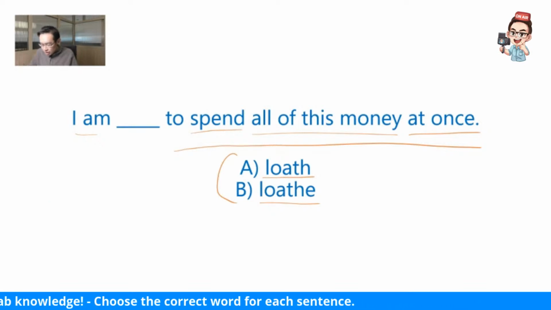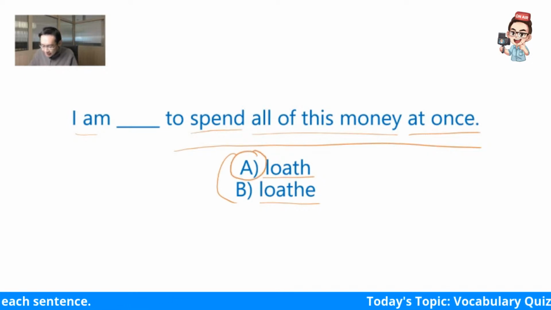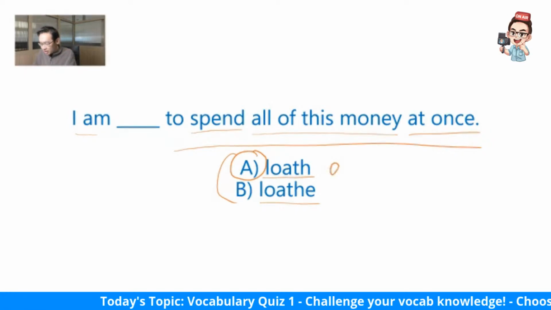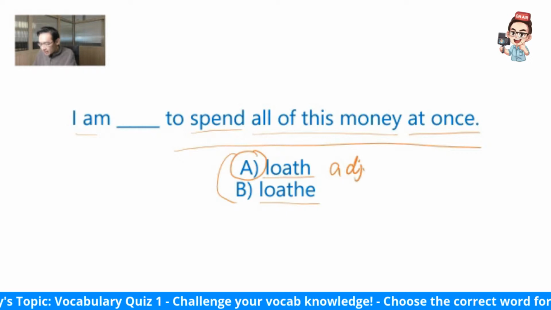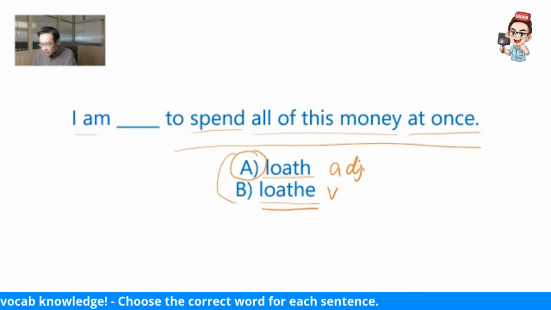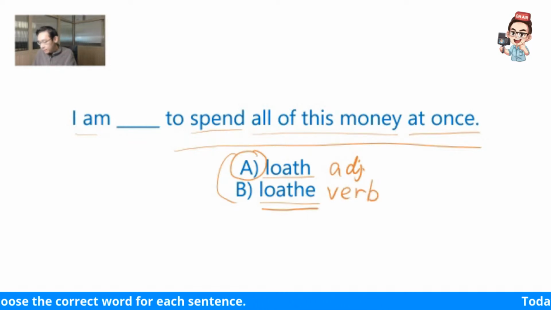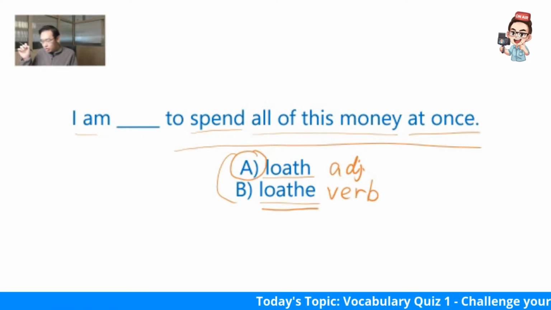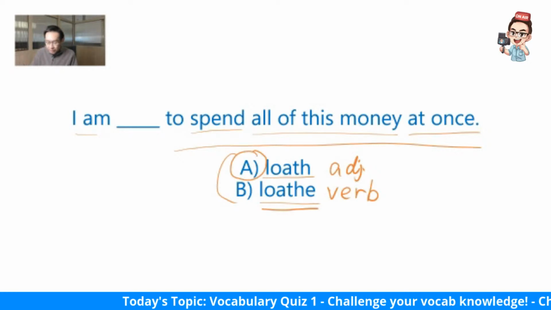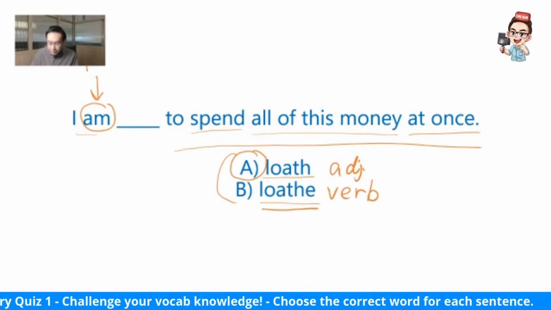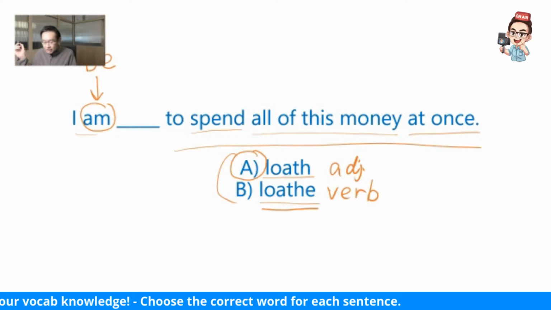Let's show the answer. So the answer is yes, it's A. Okay, loathe, the short pronunciation. Why? Because it is an adjective. On the other hand, B, loathe, is a verb. So even though you don't know the meanings of these two words, if you know grammar a bit, you have to say A, because here we have am, right? And am comes from what? Comes from be. Okay, so am comes from be.